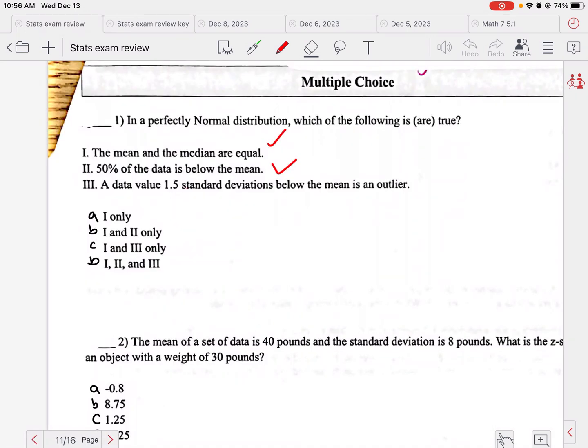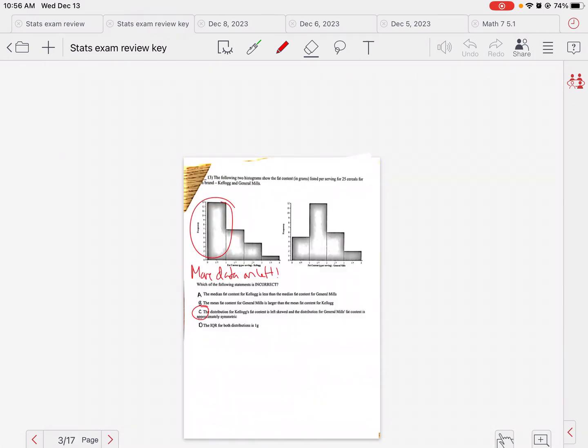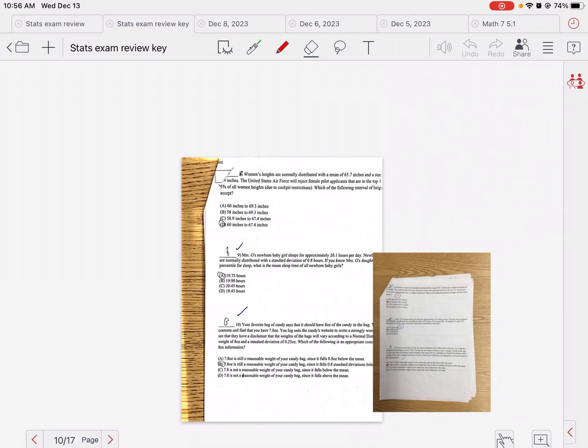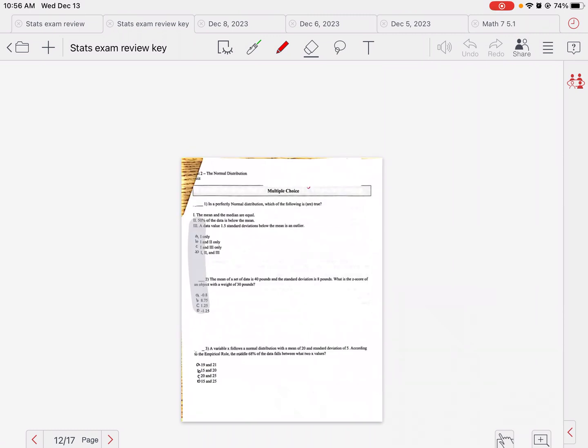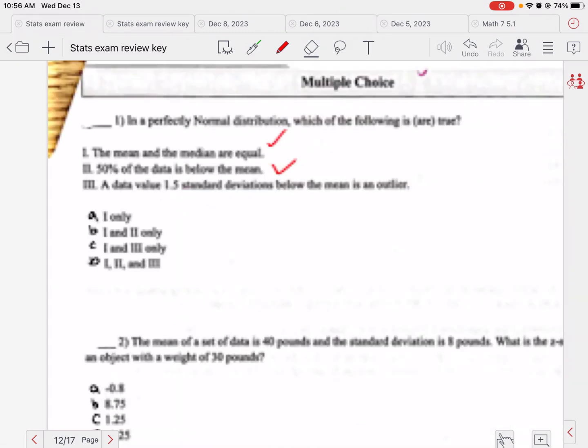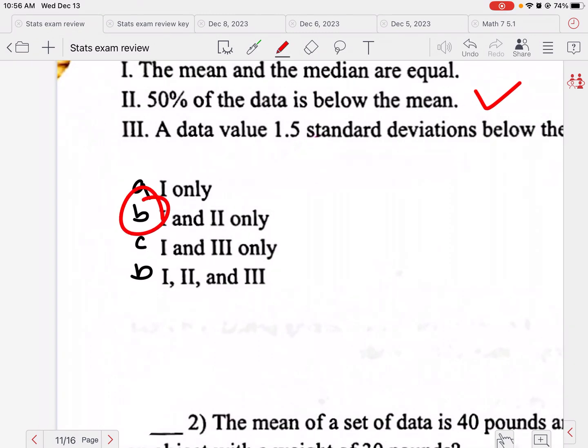What page am I on here? Sorry guys, I have to remember some of this stuff too. And I'm trying to remember where all my answers are. Okay, I believe B is correct. Yes, okay, I was right. So B is correct there.